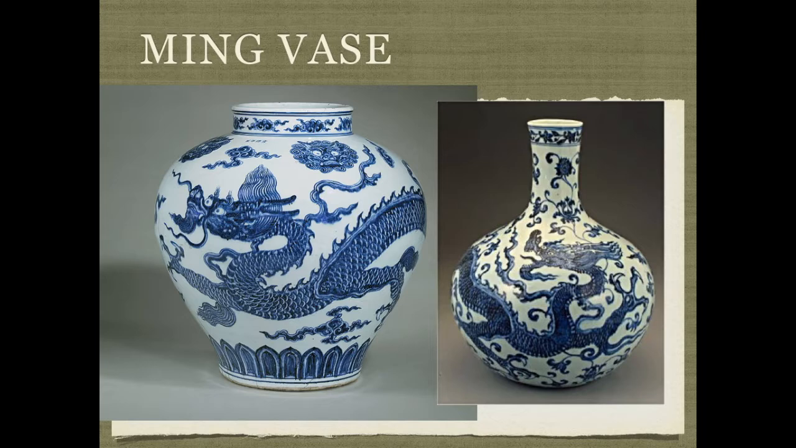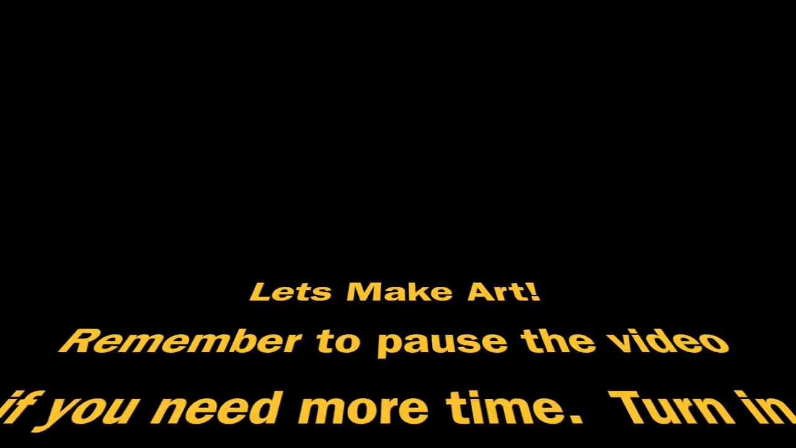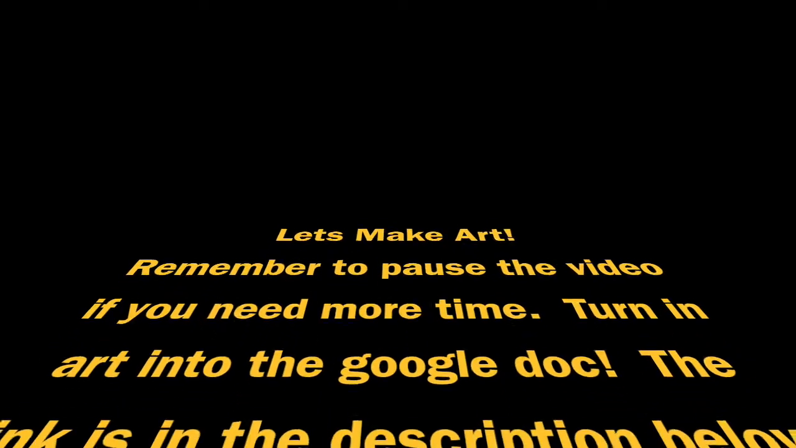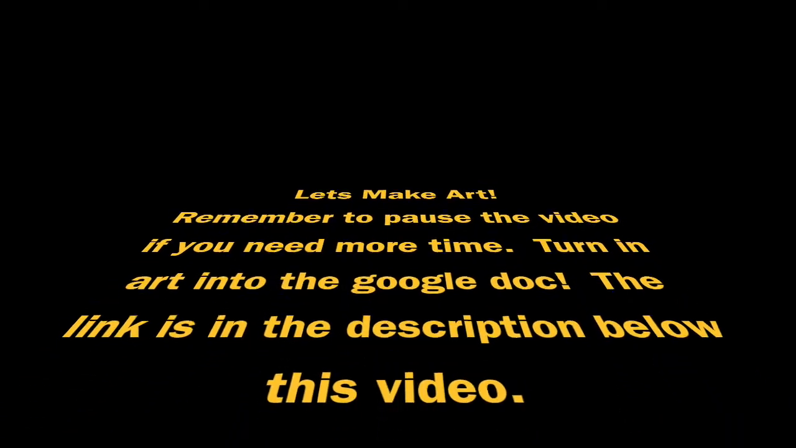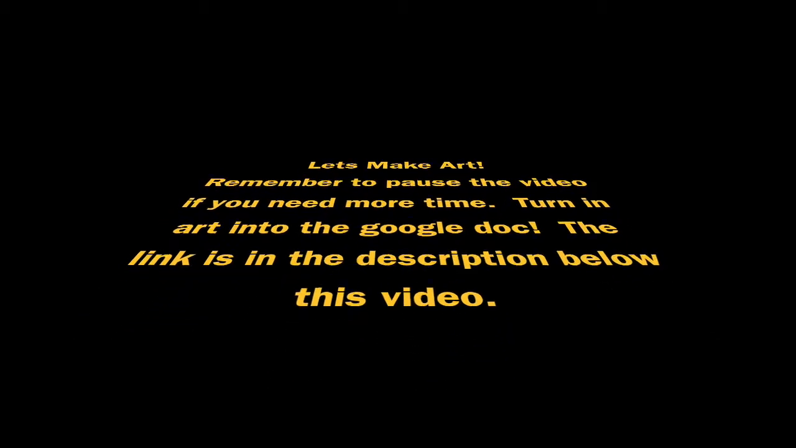So we're going to create a Chinese dragon like we see on the Ming vase. Let's make art. Remember to pause this video if you need more time. Turn your art into the Google Doc. The link is in the description below this video. Write your name and class code.